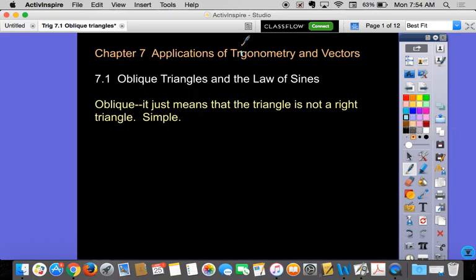Up here the title is Applications of Trigonometry and Vectors. We're not going to get into the vectors portion. I wish we would, but we just don't have enough time. But in the applications of trigonometry, there are certain rules that are absolutely lovely. Law of sines and law of cosines are wonderful. So the nicest way to put it is as an analogy.